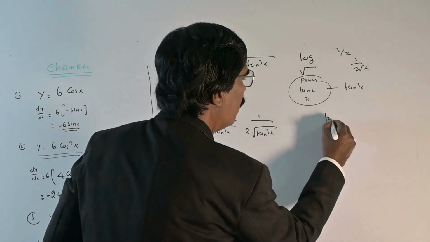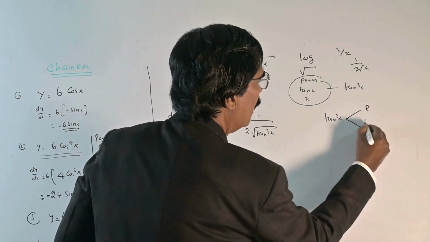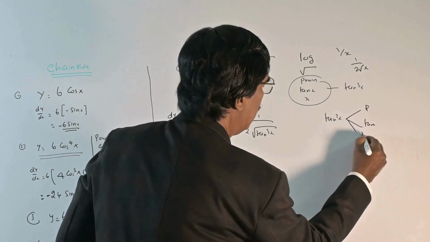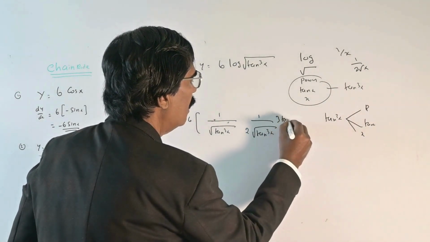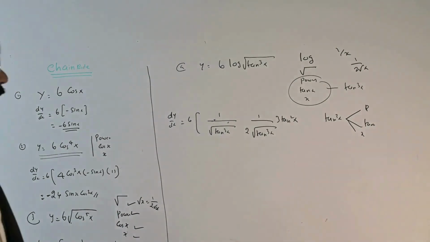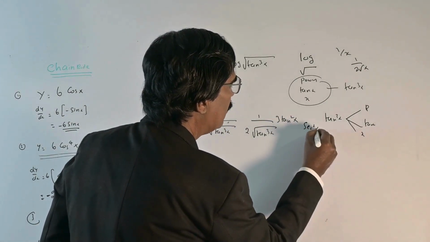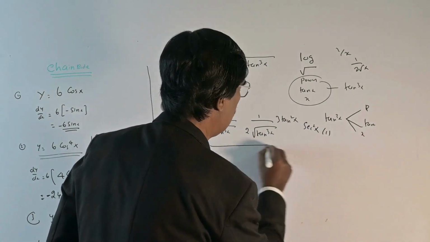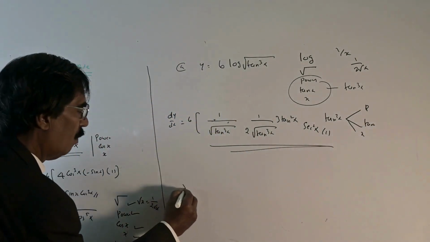In this tan cube x, first power, then tan x, then x. So listen, tan cube x gives 3 tan squared x. Why? When you differentiate x cube, 3x square. Then tan x, when you differentiate, secant square. x becomes 1. That's all. Right? Now listen, one more.